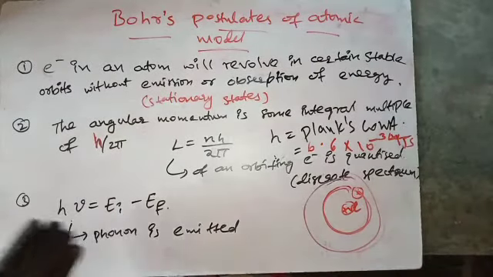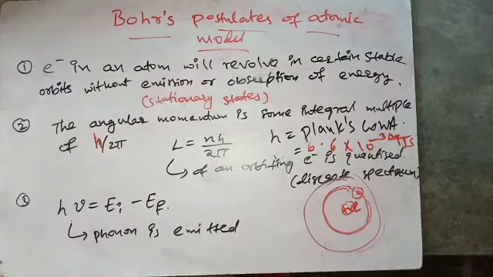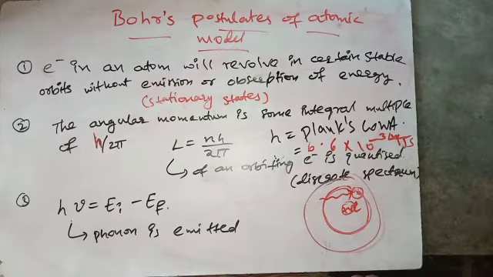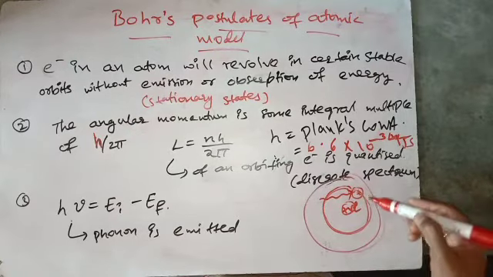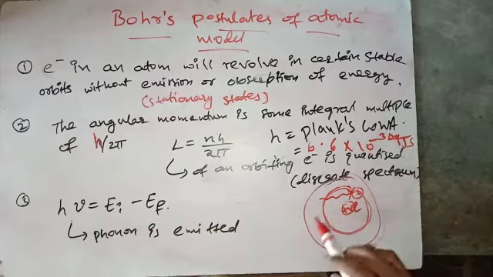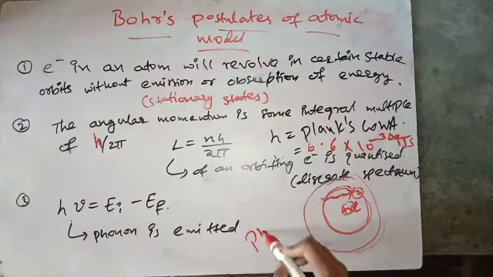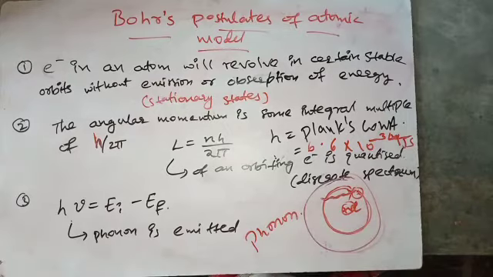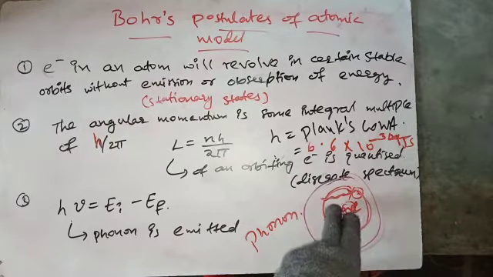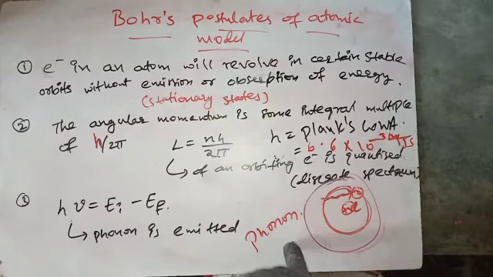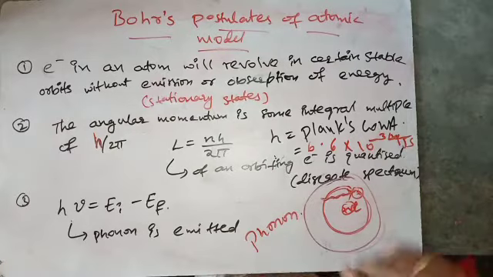Coming to the third one: if I give some energy to this electron, what happens? This electron will absorb this energy, which is nothing but the energy of a photon, and get excited to a higher energy state.